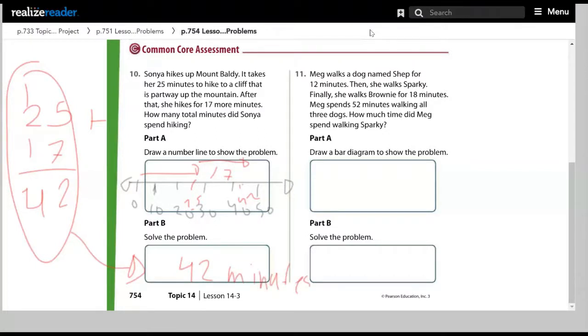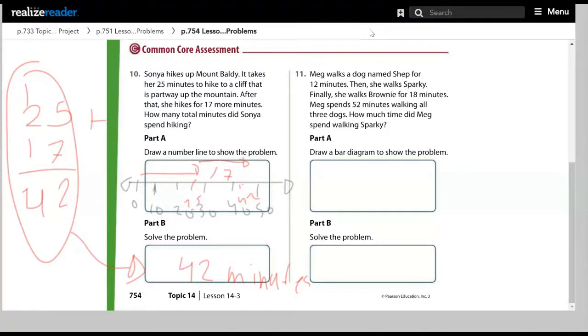Question number 11. Meg walks a dog named Chip for 12 minutes. Then she walks Sparky. Finally, she walks Brownie for 18 minutes. Meg spends 52 minutes walking all 3 dogs. How much time did Meg spend walking Sparky? Part A, draw a bar diagram to show the problem. Here we will draw a bar diagram to show the problem.